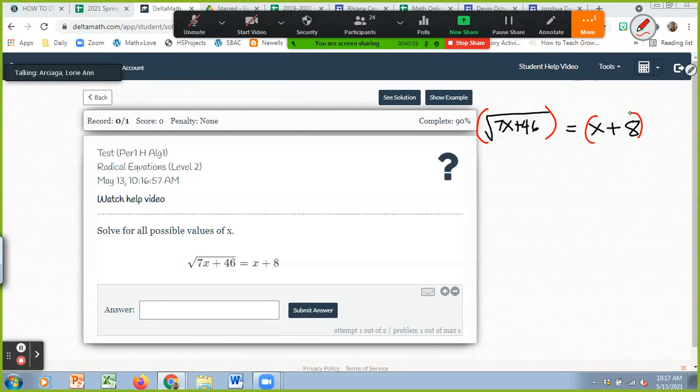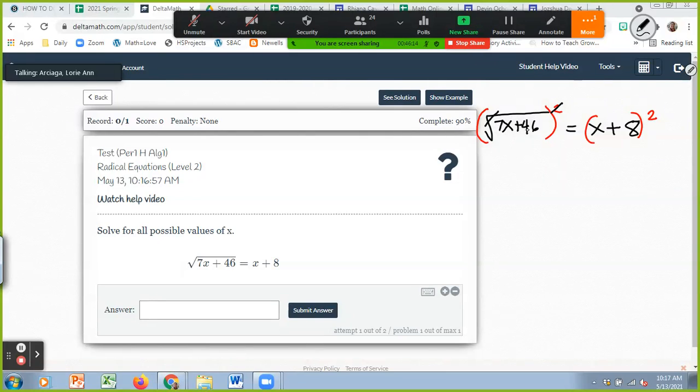I don't know, I love it. It gives students immediate feedback about their answers. Okay, so here we go. And me too. See, I didn't know that I could do that in Delta Math. All right, press the minus button.